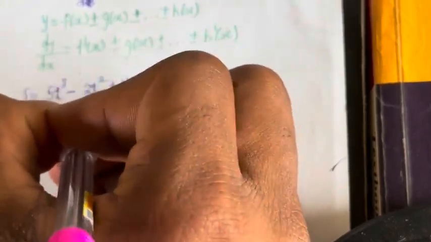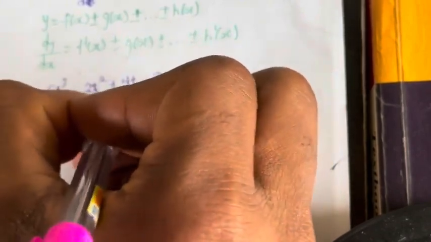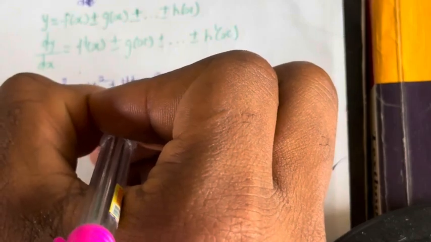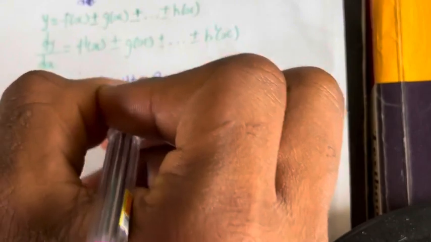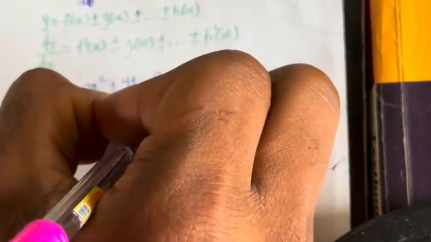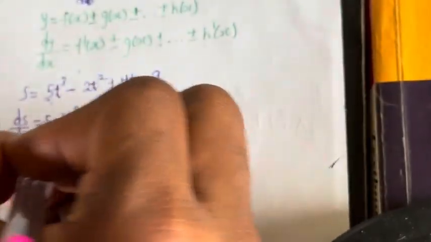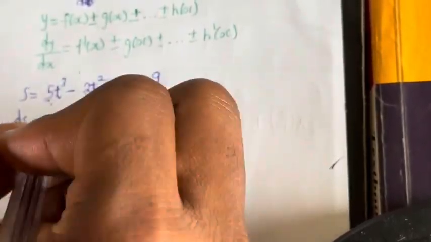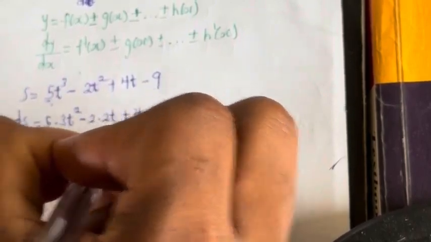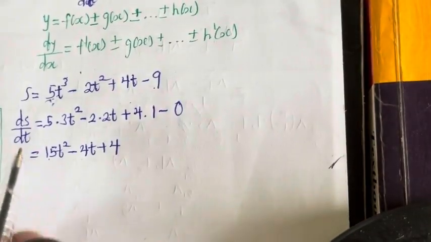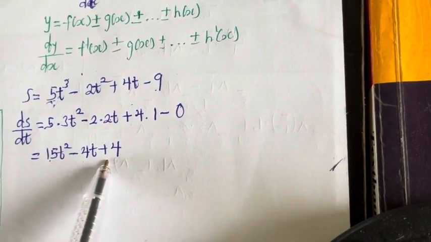That's 3t squared, minus 2 times the derivative of t squared, which is 2t to the 2 minus 1, right? And that's t to the 1, which is t, plus 4 times the derivative of t, which is 1, minus 0. The derivative of 9 is 0. Do you get? So this is just 15t squared, 5 times 3 is 15, minus 2 times 2 is 4t, plus 4. So this is the derivative of s with respect to t: 15t squared minus 4t plus 4.